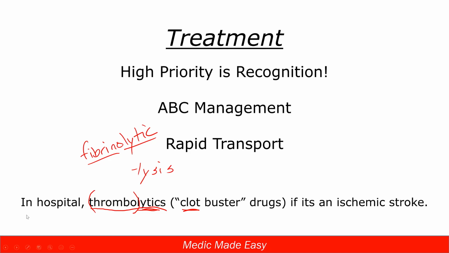I skipped over a part that I wanted to make sure I mentioned, which is the weakness on one side of the body. Just as a reminder, if they're weak on the right side of the body, then that stroke is happening on the left side of their brain. If the weakness is on the left side of the body, the stroke is happening on the right side of the brain. So it's always opposite.